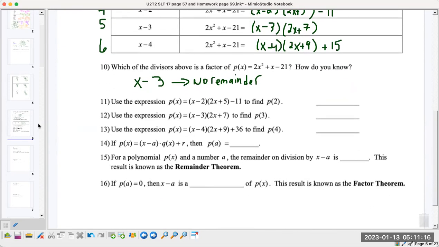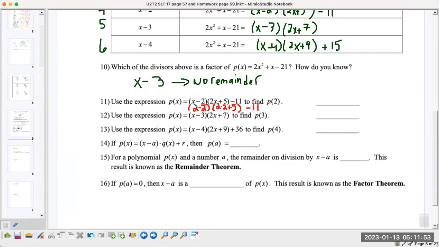Okay, so in number 11, it says use this expression p of x equals x minus 2 times 2x plus 5 minus 11 to find p of 2. So what you want to do in this case is you just want to substitute in 2 wherever you see x. So this would be 2 minus 2 times 2 times 2 plus 5. And then I'll subtract 11.